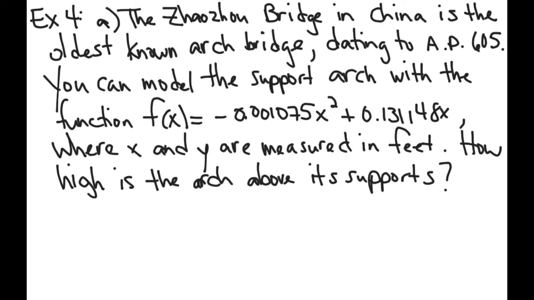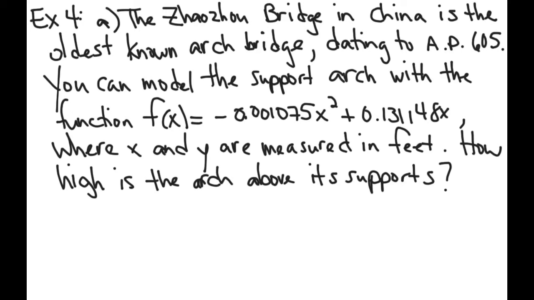Now let's look at a real-world example of a quadratic equation. The Jiaozhou Bridge in China is the oldest known arch bridge, dating to AD 605. You can model the support arch with the function f(x) equals -0.001075x squared plus 0.131148x, where x and y are measured in feet. How high is the arch above its supports? Well, the first question, how high is it above its support, is asking for the maximum.